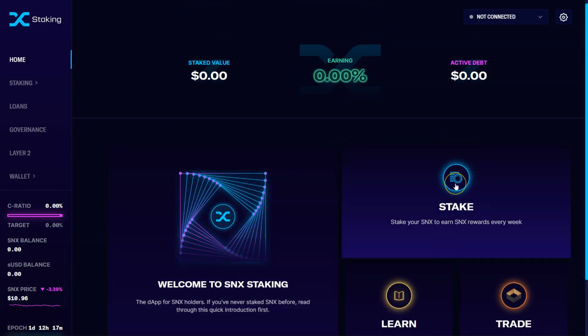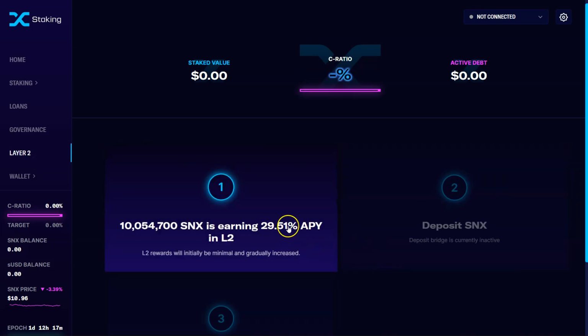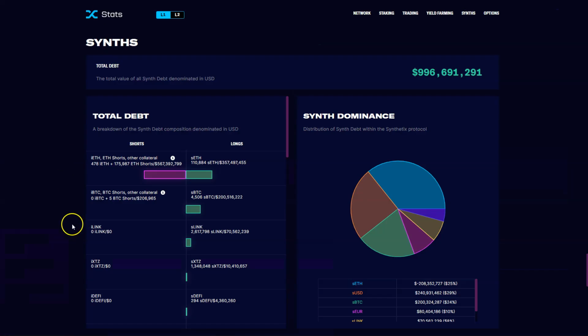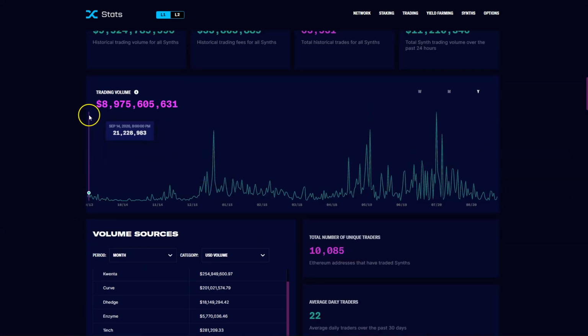You can also stake your SNX. There's a governance component. There's a layer 2 component. The layer 2 stuff in general is probably pretty early, but you can earn a yield on layer 2 stuff here. If we look at the stats, for me, the most important part is always the user numbers. So if it's a DEX or a DEX-like, what is the volume? What is the borrowing? What is the lending? What do the liquidations look like?